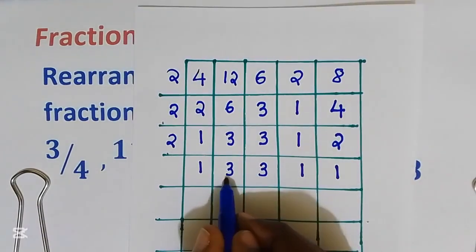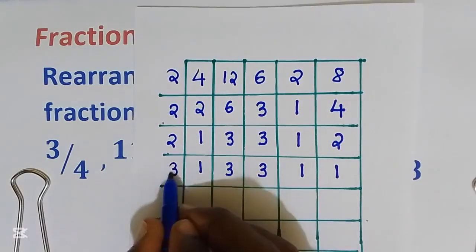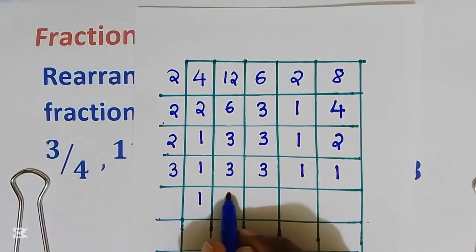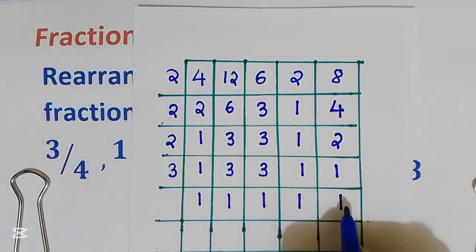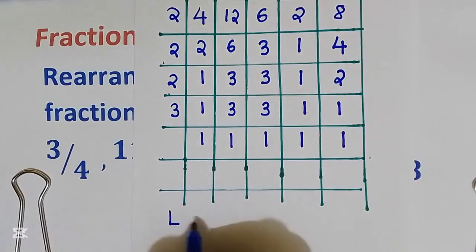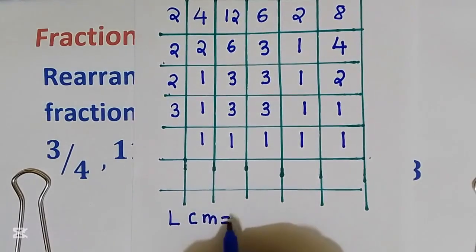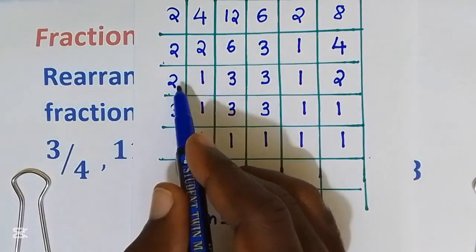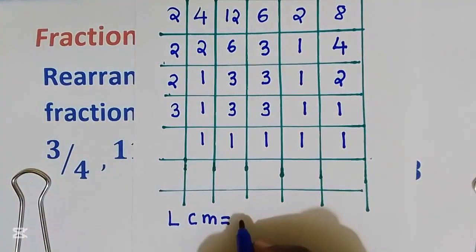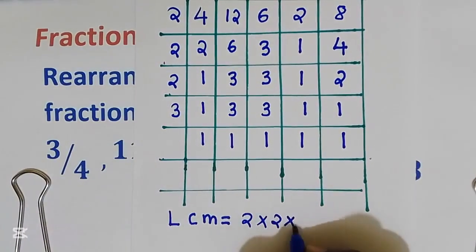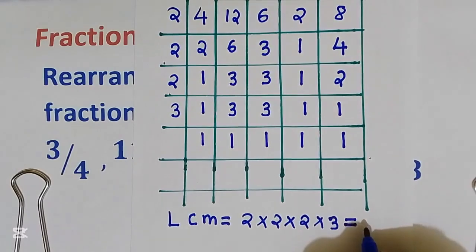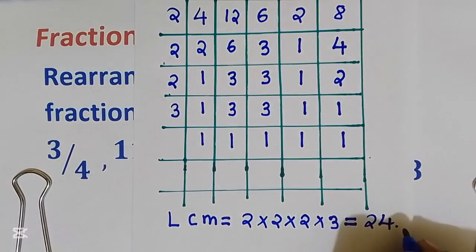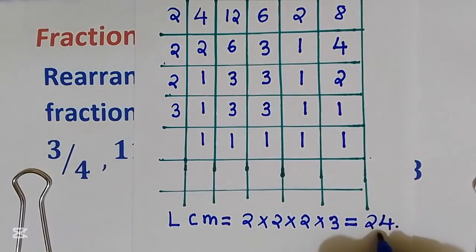Now we are going to divide by 3. By 3, 1. By 3, 1. By 3, 1. 1 and 1. Now our LCM is equal to 2 multiplied by 2 multiplied by 2 multiplied by 3, which is equal to 24. So our LCM is 24.